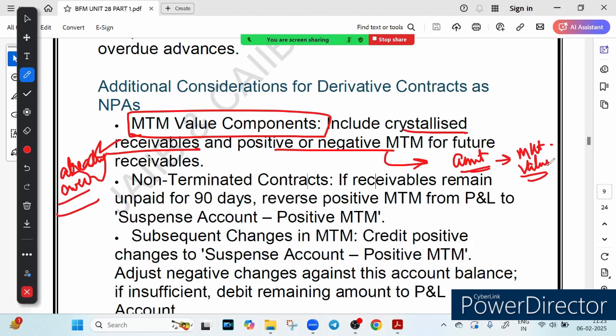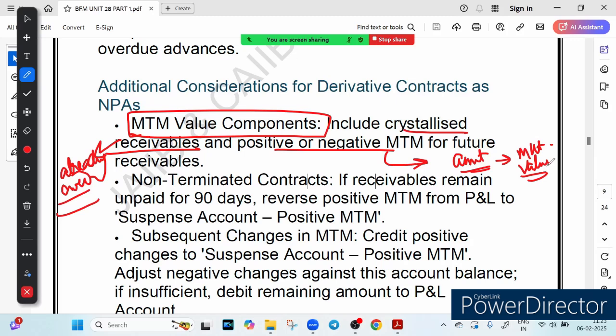So MTM has two components. Crystallized receivable clearly means the money that has already been owed and recognized, and positive or negative MTM for future receivable is the second component of MTM. It means the amount we expect to receive based on the market value but not yet received. So it is like checking whether your future payments are still worth the same as when you made the deal. You made the deal somewhere in the past, and if the value changes, the MTM will reflect that change.